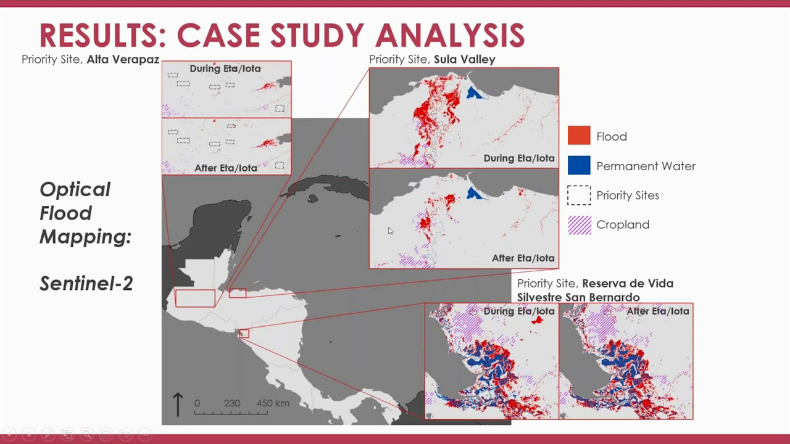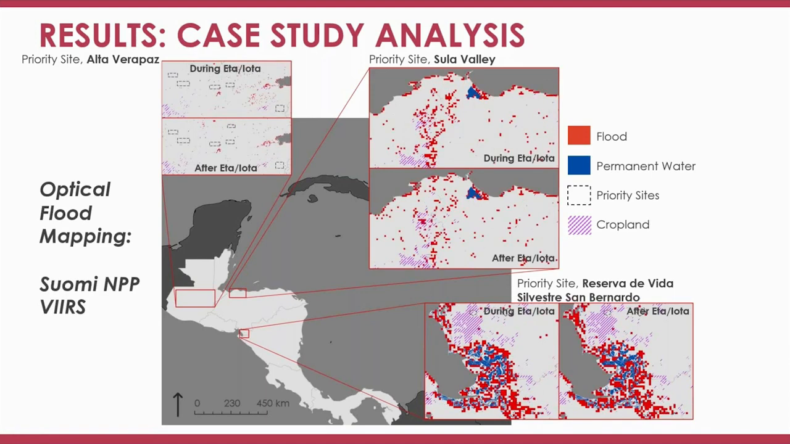Although there is some cloud cover still present, indicating the severity of the flood extent map. So for instance, in the Sula Valley, in the after Eta and Iota image, there are some gaps there in flood extent, and this prohibits us from being able to see the full flood extent and impact after these 2 hurricane events in the region.